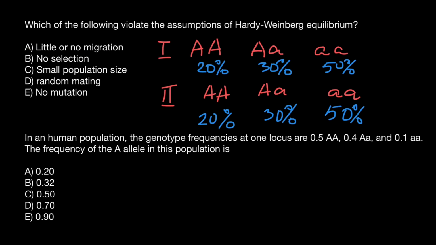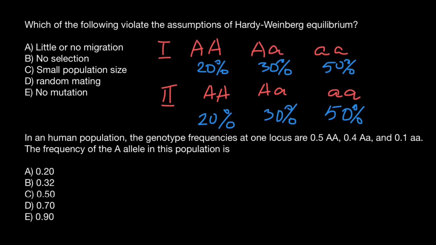Little or no migration. Of course, if we are not going to have migration, we are probably not going to have changes in allelic frequencies. No selection means no selection for the best fitted genotypes, which of course would result in change in allelic frequencies, as I explained before. Small population size, this is a wrong assumption.